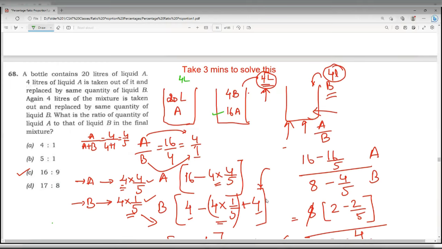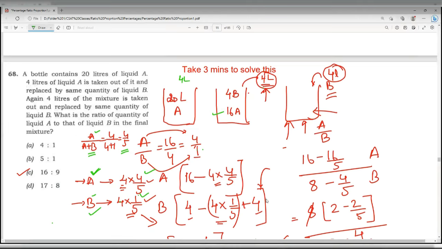So the ratio of A to B is 4 by 1. And the concentration of A in the total solution is 4 by 5, since 4 plus 1 is 5. The concentration of A is 4 by 5 and the concentration of B is 1 by 5. And now if you remove 4 liters from this combined solution, in this 4 liters, 4 into 4 by 5 would be A and 4 into 1 by 5 would be B. This is the amount of B that is being removed and this is the amount of A that is being removed. And then after removing this, again 4 liters of B is added into the same container.